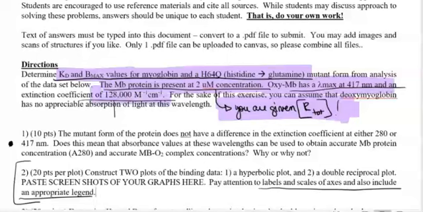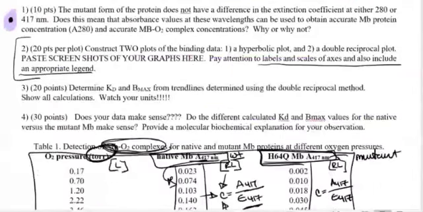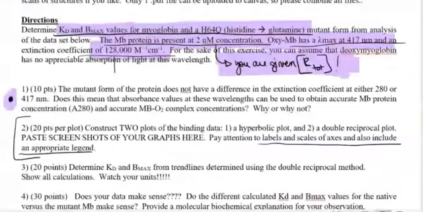For the sake of this exercise, you can assume that deoxymyoglobin has no appreciable absorption of light at this wavelength. You guys know from lab this week that's not exactly true, but pretend it is for the sake of this homework exercise. So the first question you can answer based on what you know from lab, and given the assumptions above, which are here. And then you have to make some graphs. You're going to make 2 graphs of your data, a hyperbolic plot and a double reciprocal plot. Please paste screenshots of your graphs here.